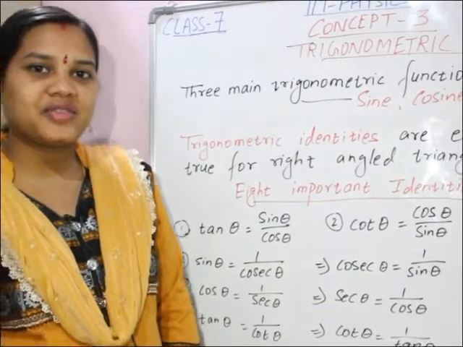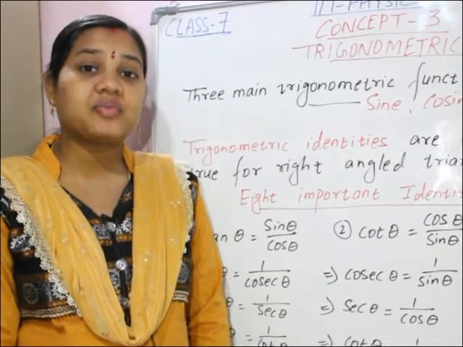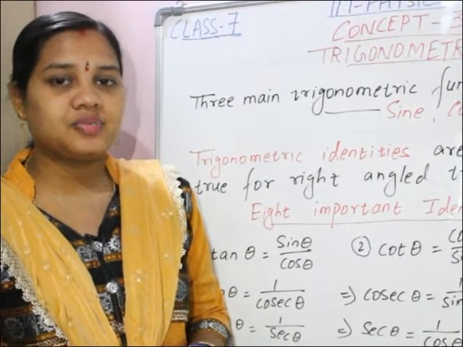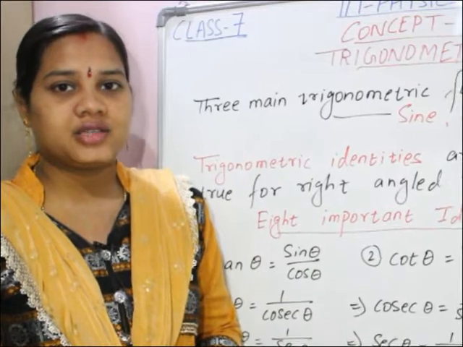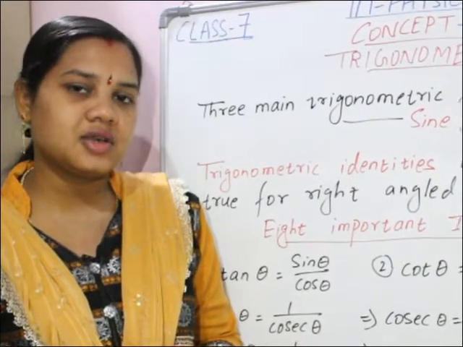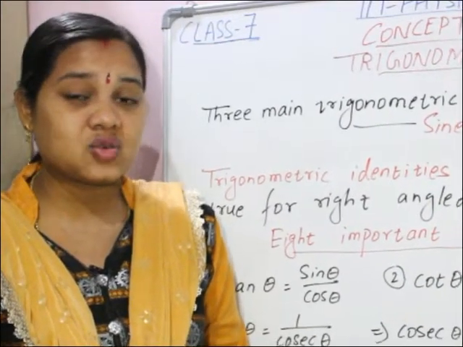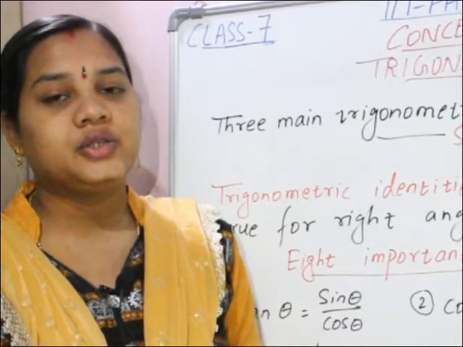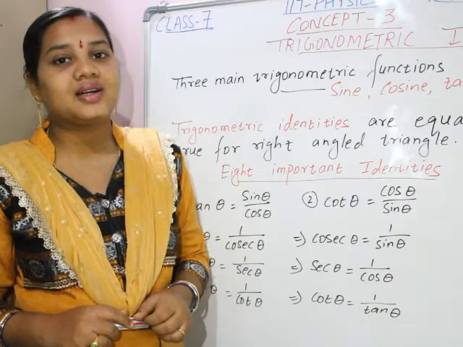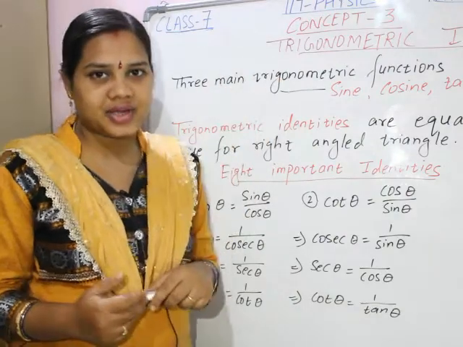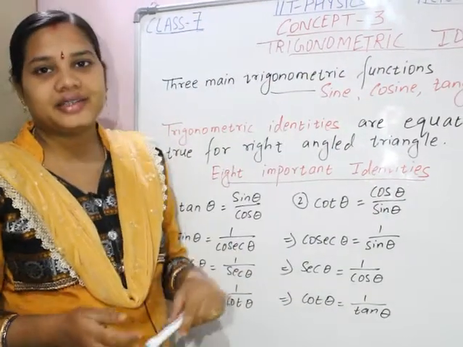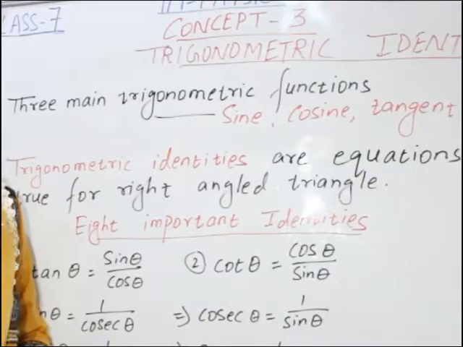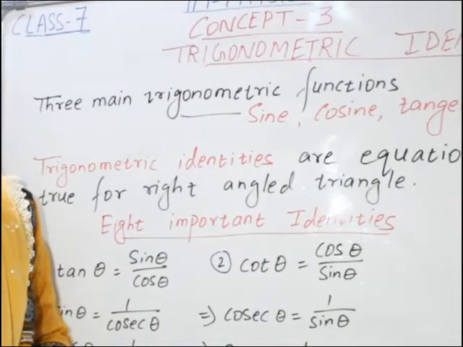So, last class what did we discuss? We discussed some important questions from concept 2: trigonometric functions and trigonometric solutions, exercise questions. That is over, and today we are going to start concept 3, trigonometric identities. So, today's topic is concept 3, trigonometric identities.